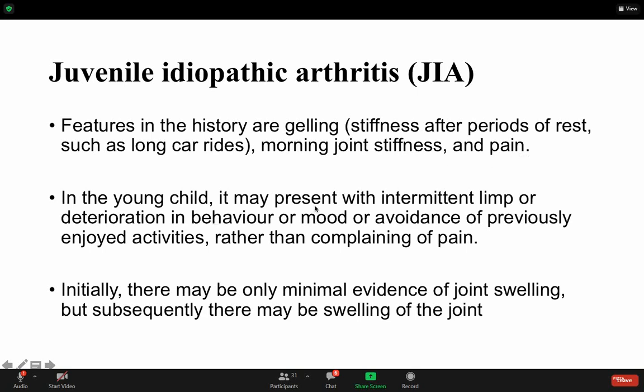In the young child, it may present with intermittent limp or deterioration in behavior or mood or avoidance of previously enjoyed activities rather than complaining of pain. Because at the beginning it may not be true pain, it is more of a discomfort, okay? The child becomes uncomfortable, there is a feeling that bothers them with movement, so they avoid the activities they usually love, which are physical activities. Initially, there may be only minimal evidence of joint swelling, but subsequently there may be swelling of the joint. So at the beginning it may be difficult to diagnose, but later it becomes clearer.